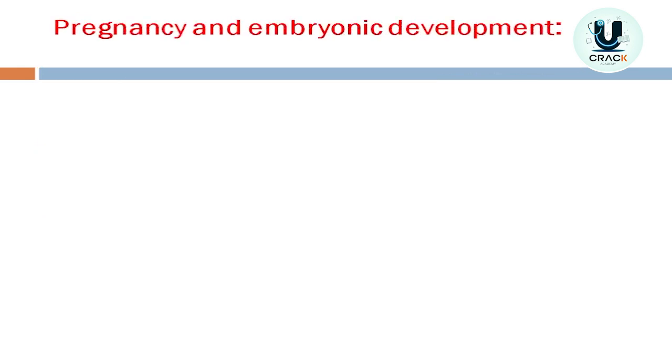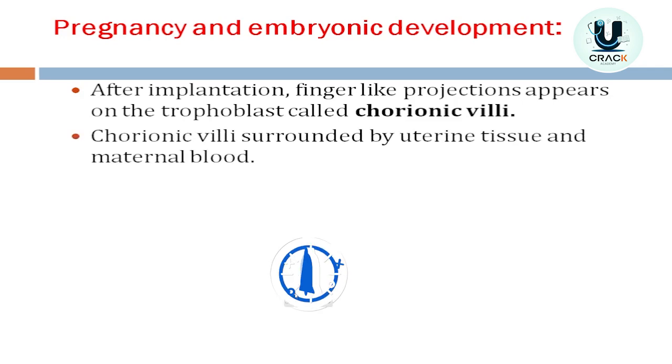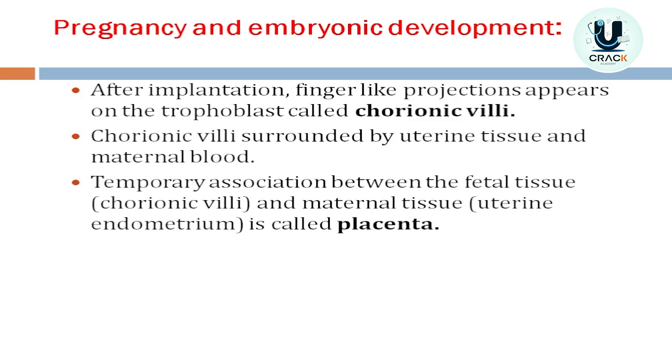Pregnancy and embryonic development. After implantation, finger-like projections appear on the trophoblast, called chorionic villi. The chorionic villi are surrounded by uterine tissues and maternal blood. The temporary association between the fetal tissues and the maternal tissues is called the placenta.